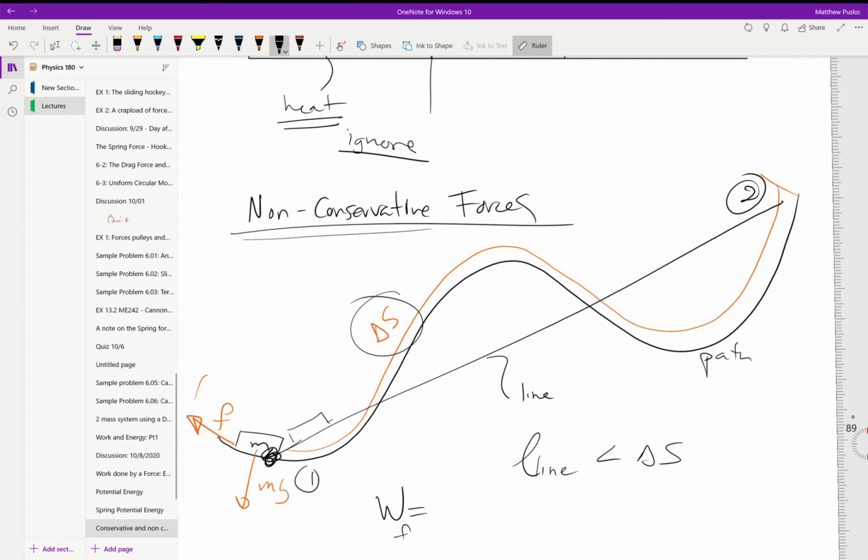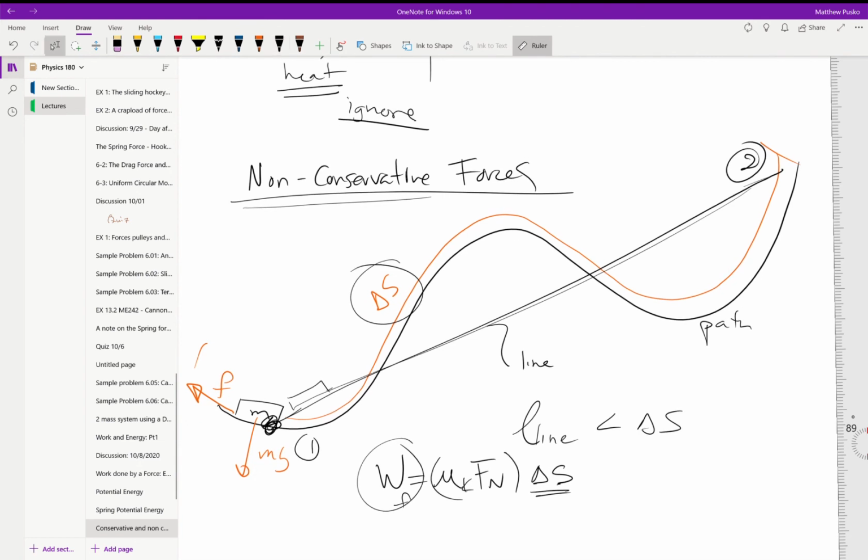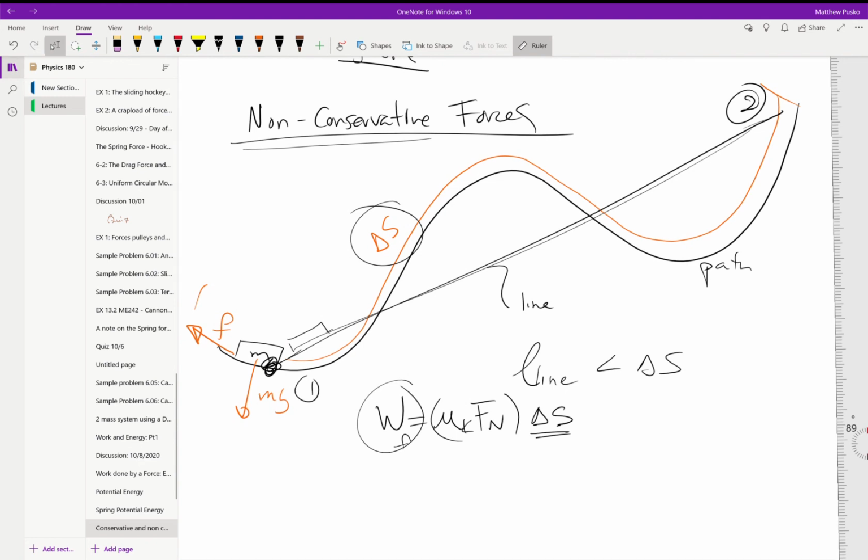So the work of friction would be mu k times the normal force times that delta S. If delta S is very large, the work's going to be large. If delta S is smaller, the work will be smaller. Okay, next I'll show you how to determine relationships between conservative forces and a potential function or potential energy.